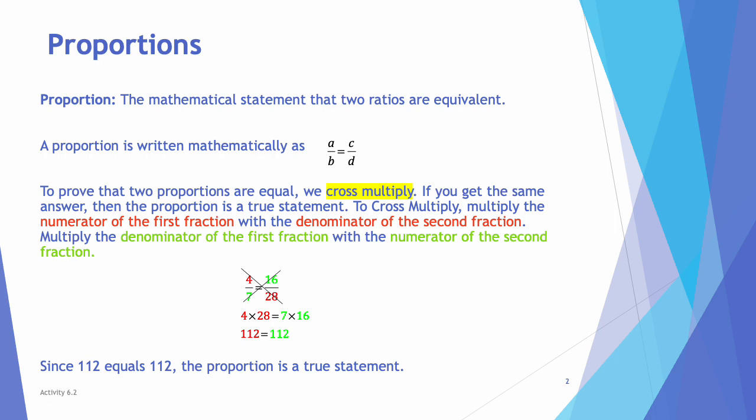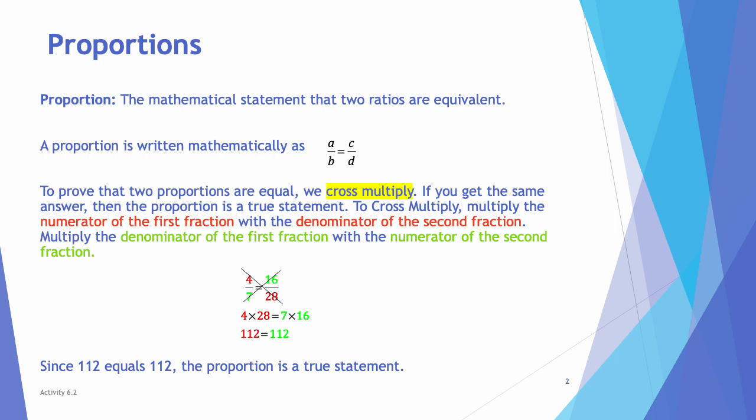And then if we want to prove that two proportions are equal, we do a process called cross-multiplying. If you get the same answer, then the proportion is a true statement. To cross-multiply, you multiply the numerator of the first fraction with the denominator of the second fraction, and then multiply the denominator of the first fraction with the numerator of the second fraction.